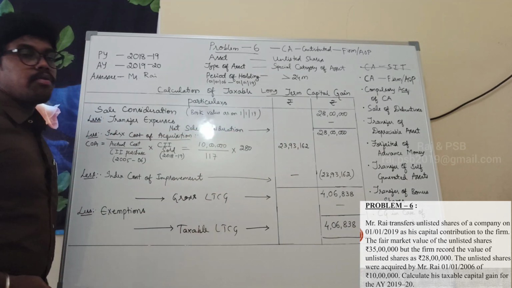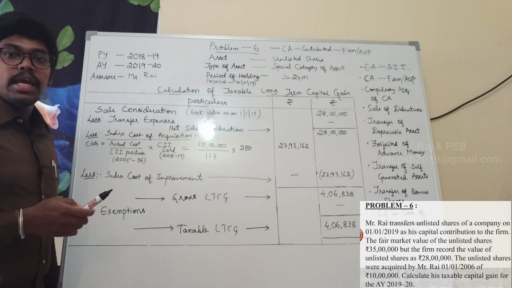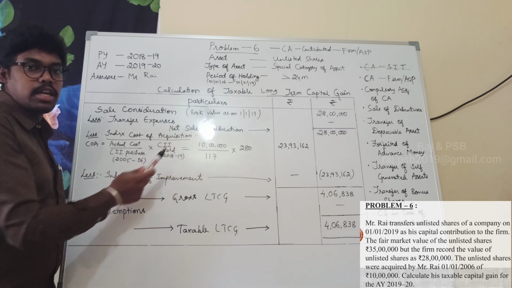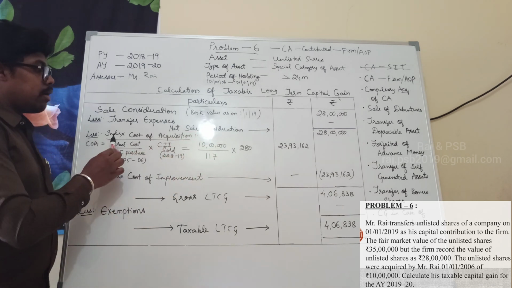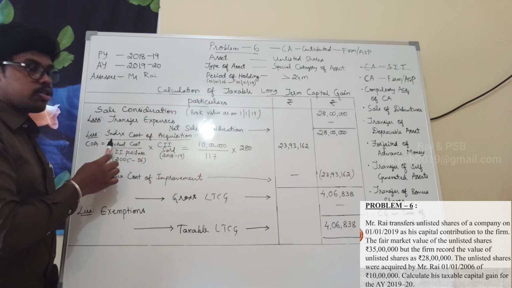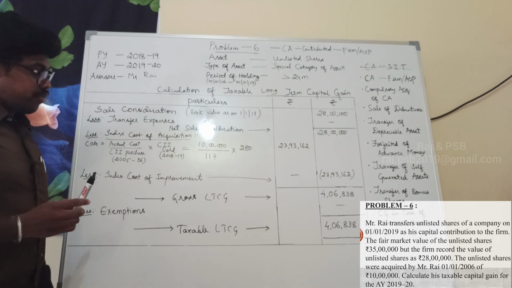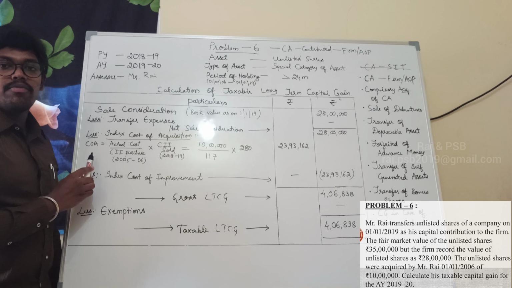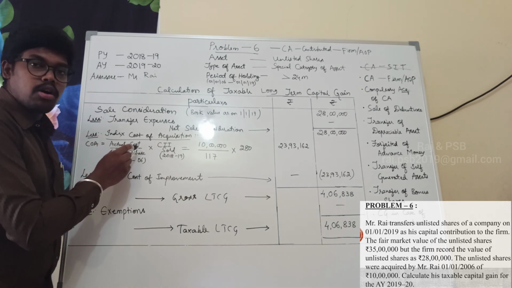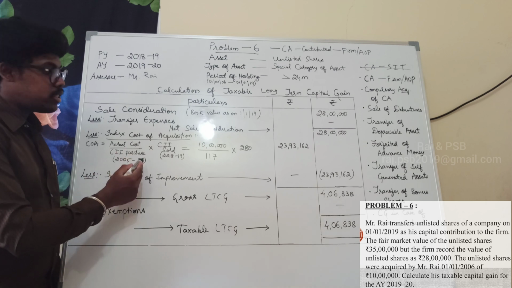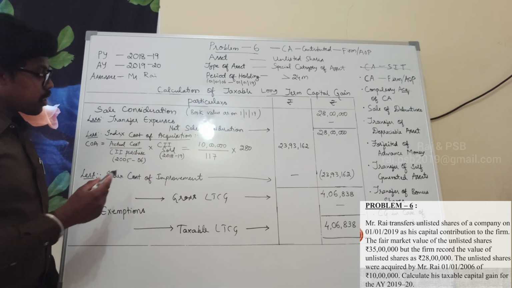So the same value will be carried forward as net sale consideration, less index cost of acquisition. Because it is long term, we are going to deduct the index cost of acquisition. So formula for index cost of acquisition is actual cost divided by CII purchase into CII sold year.